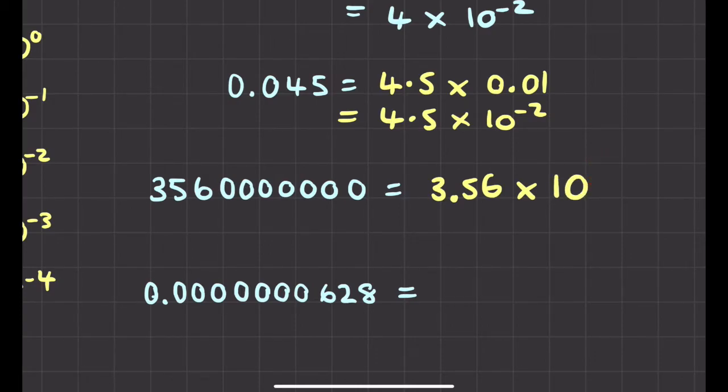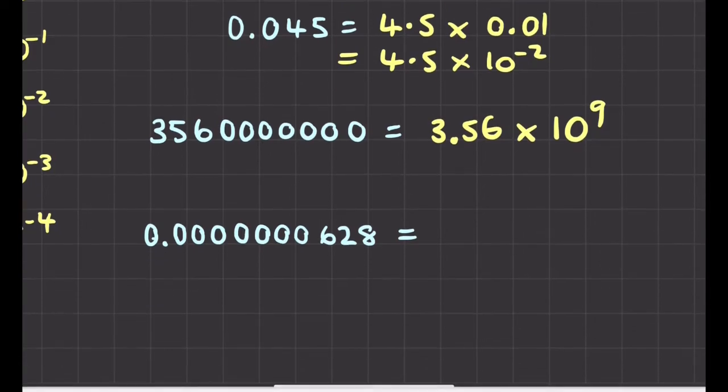The way to do that is to think, well, at the moment the decimal point is here. How many place values do I need to move to put the decimal point over here? How many place values does everything have to move? So we've got 1, 2, 3, 4, 5, 6, 7, 8, 9. So the number on your power is 9.